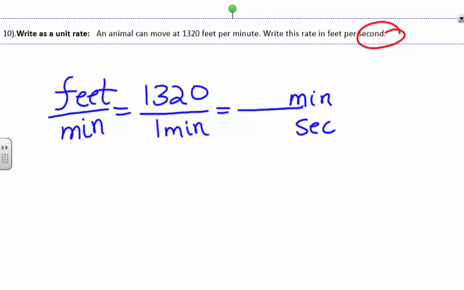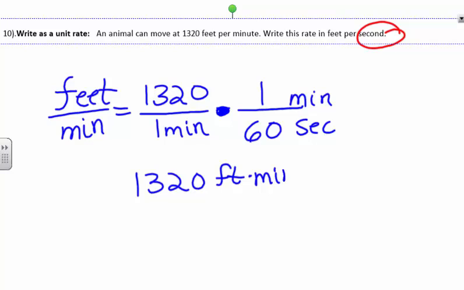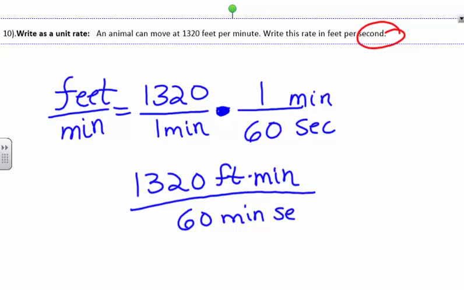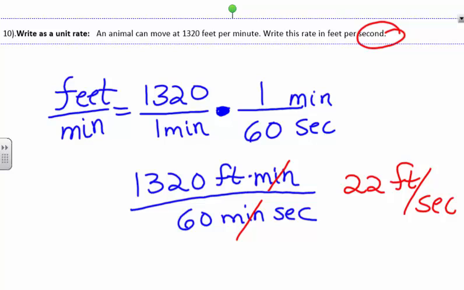Now, what do we know about the relationship between minutes and seconds? Well, for every 1 minute, there are 60 seconds. So now this is multiplication. We're going to multiply that out. So we have 1,320 feet times 1 minute over 60 seconds. And since minutes are in the numerator and denominator, we can cancel them out. So 1,320 divided by 60 gives us 22. And we're left with feet over seconds. So the answer is 22 feet per second.